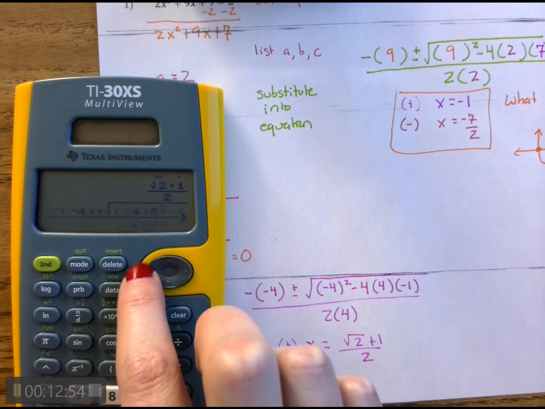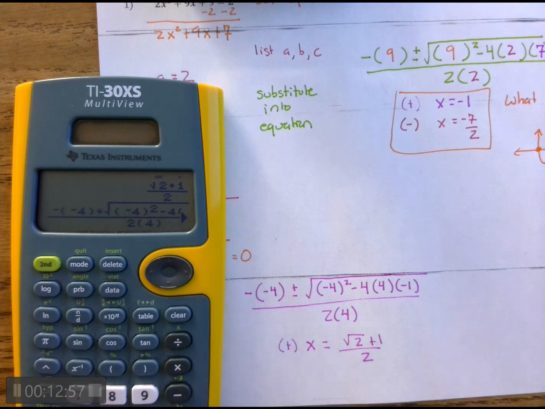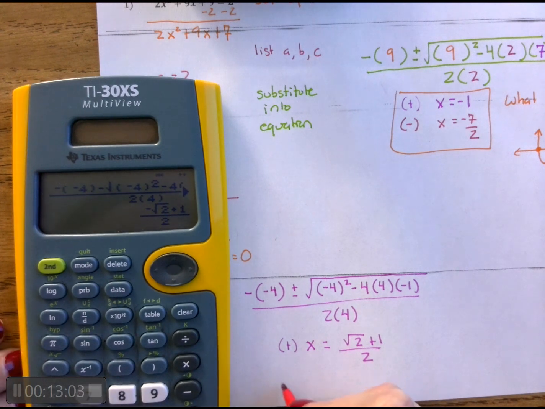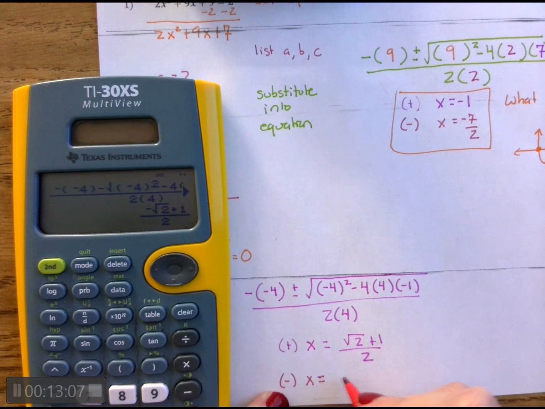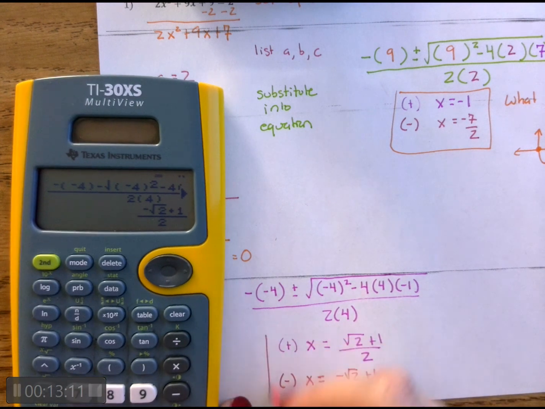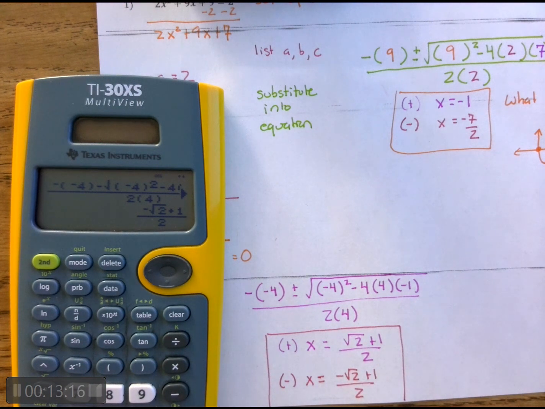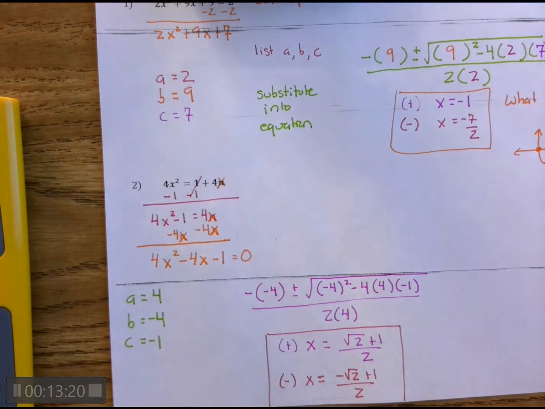And press this button a lot. And then change it to minus. And this time, we will get, when we do minus, x equals negative square root 2 plus 1 over 2. And so those are our answers. Okay? Alright, let's try the back page.